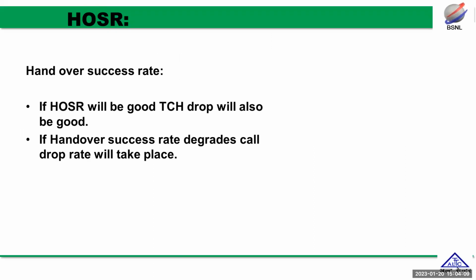If HOSR is good, the TCH drop will also be good. If handover success rate is bad and degrades, that means your call drop also degrades. Handover success rate and call drop are interrelated to each other. Whenever your handover failure is higher in a cell, your TCH drop will also be higher.